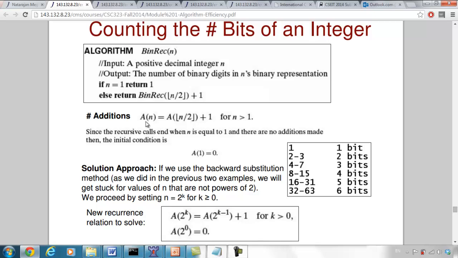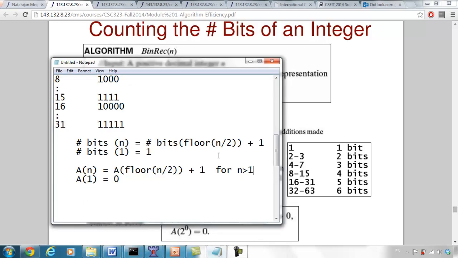You cannot say A of n is A of n minus 1 over 2, because you see here, the range actually doubles, right? Which means the n's are increasing in the exponents of 2. So that's why we have to use a substitution where we set n equals 2 raised to k.